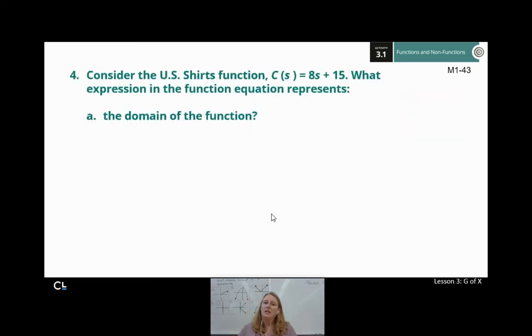So considering our function, if we were to graph this, if we were to say y equals 8x plus 15, I'd like to know a few things. I'd like to know what expression in the function equation represents the domain. We removed our x's and our y's, right? So what now in this function that we have, c of s equals 8s plus 15, represents our domain? And for the next question, what now represents our range? Go ahead and hit pause, jot down your thoughts, and hit play to keep going.